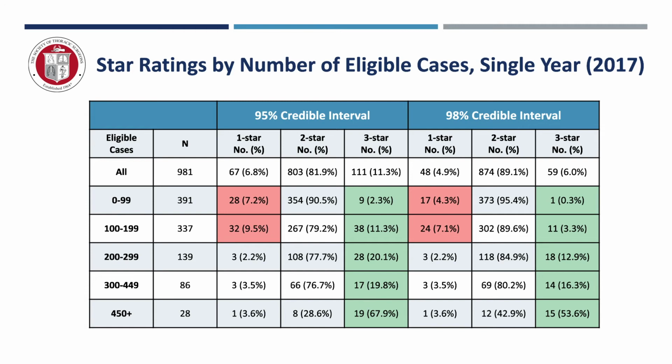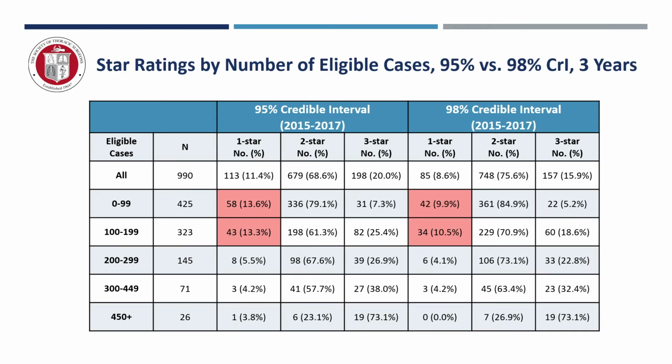0.3% to 2.3% in the 0 to 99 case category, and 3.3% to 11.3% in the 100 to 199 case category. If we move to 3-year data collection periods and compare the 2 credible intervals, there again were modest increases in the proportion of 1-star participants when changing from 98% to 95% credible intervals, and those changes were most pronounced among lower volume participants.